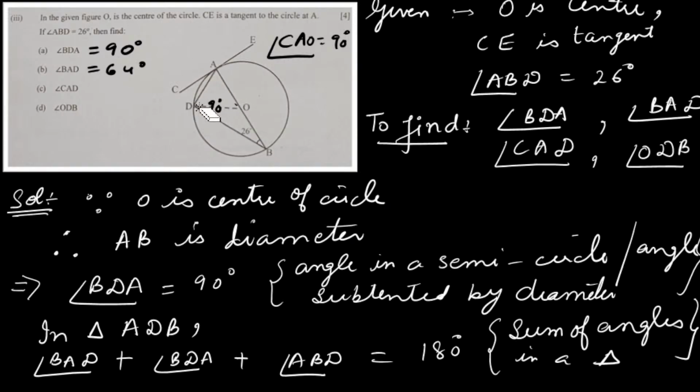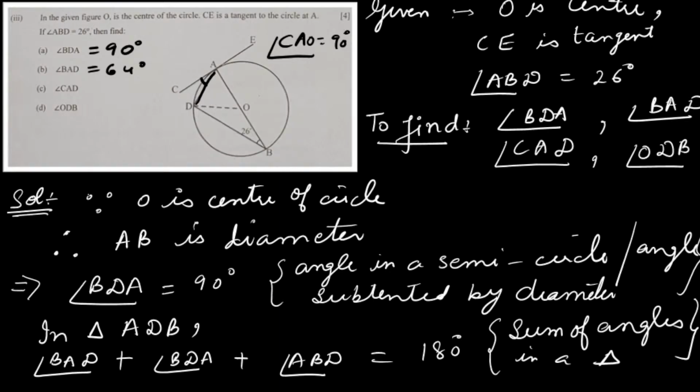Yes, now we have to find CAD. CAD is the angle between chord and tangent. So I want you to tell me, when the angle is between chord and tangent, which property should come to our mind? The chord is AD, and the tangent is CE. So CAD is the angle between chord and tangent.